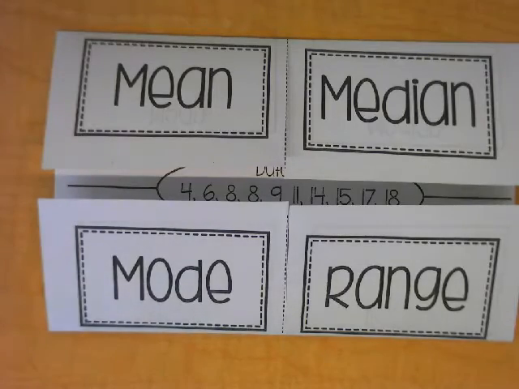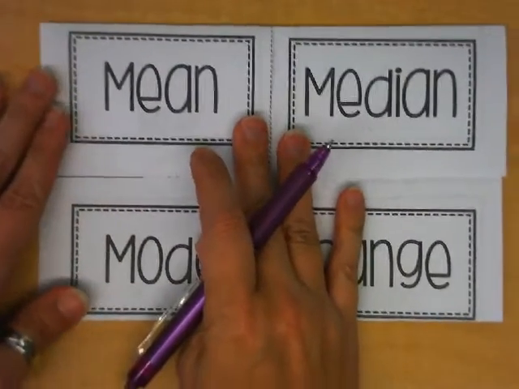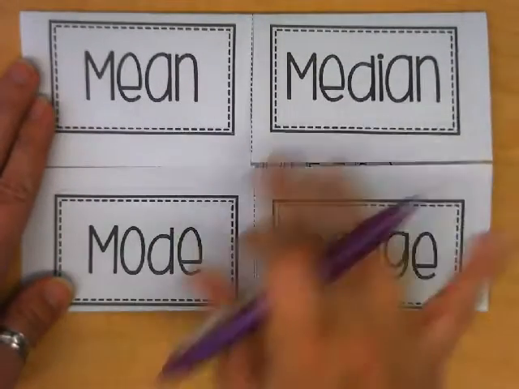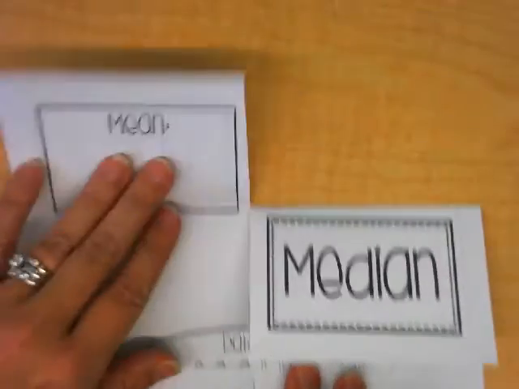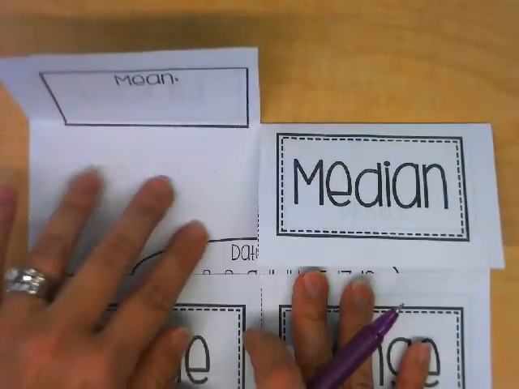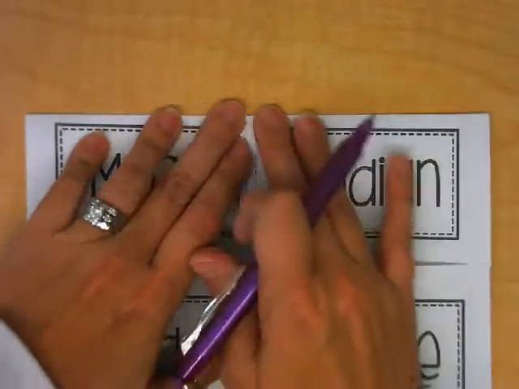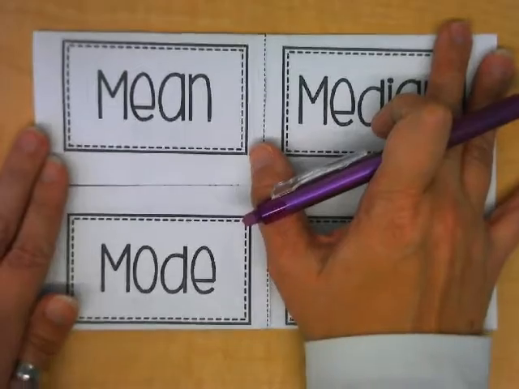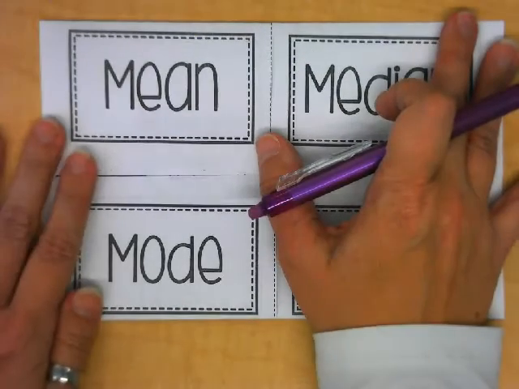More about statistics: mean, median, mode, and range. Some of this is review. Some of this is going to be new. So a couple of things on the front here, we're going to identify the definition of these, and then on the inside we'll be more elaborate and we'll do some examples with a given data set, and then we'll do a little bit more practice.